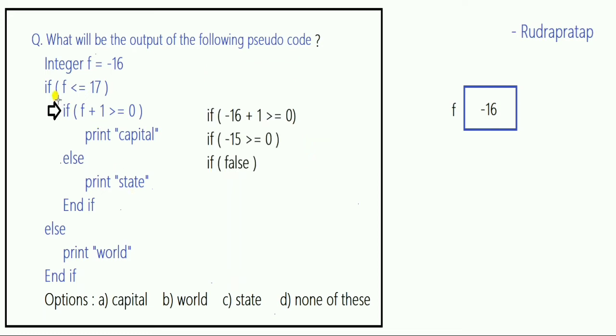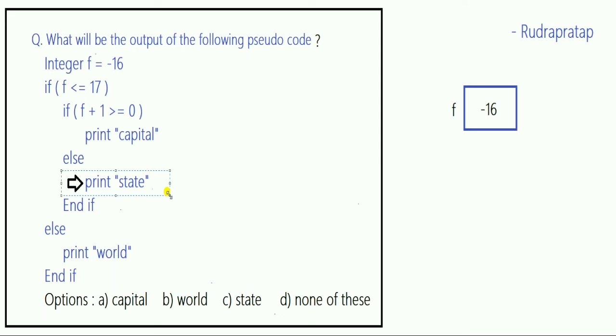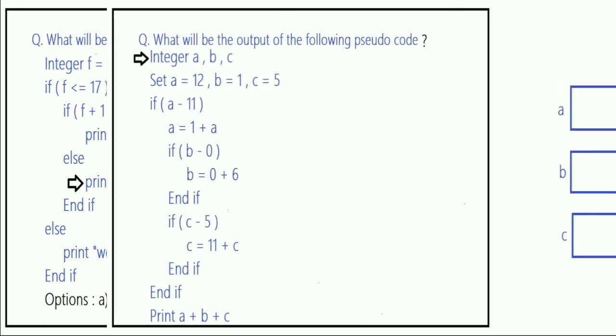And in the body of if we have another if condition, which is a nested if. In this if condition we have f plus 1 is greater than equal to 0. The value of f is minus 16. Minus 16 plus 1, which is minus 15, is greater than 0, which is false. So we can't execute the body of this if condition, and let's move to the else part. In the else part we have a print statement which says print state. So it will print state. We got our final answer, which is state, option number C.